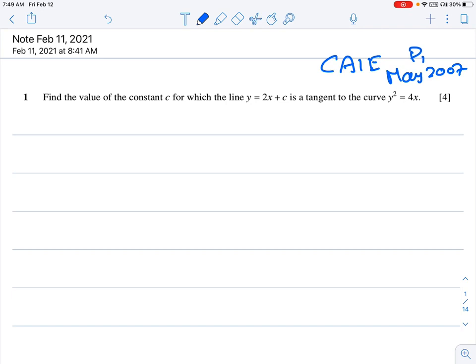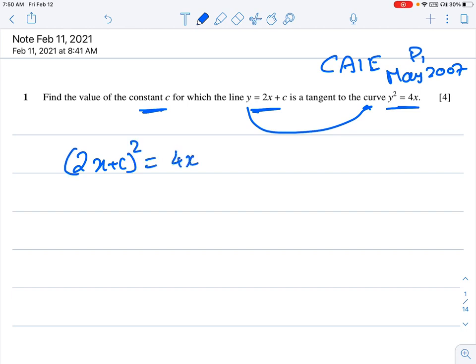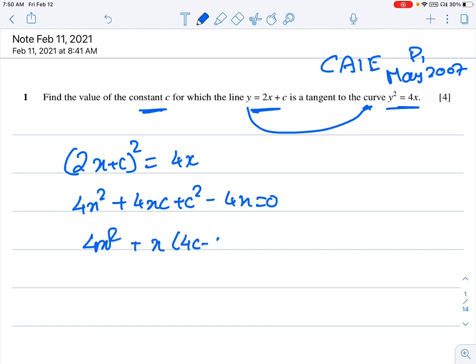He says find the value of the constant c. This line is a tangent to this curve. So substitute y equal to 2x plus c over there. So it becomes (2x plus c) whole square is equal to 4x. So I get 4x square plus 4xc plus c square minus 4x is equal to 0. So 4x square plus x common, (4c minus 4) plus c square is equal to 0.